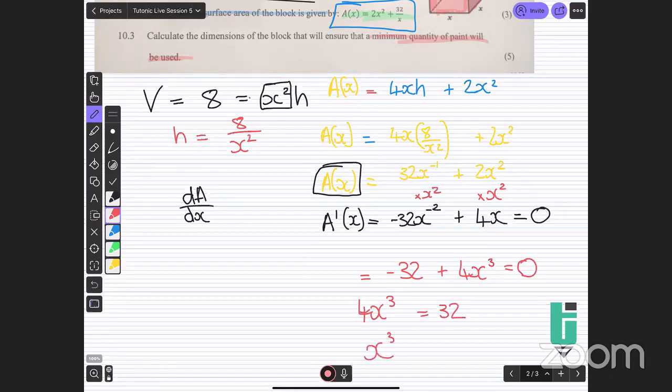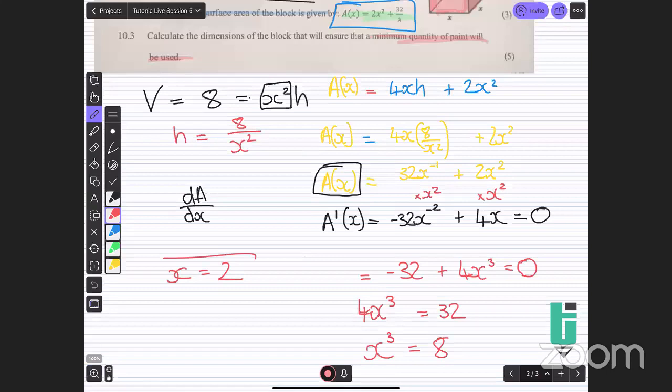x cubed equals 8. Therefore, x equals 2. Now be careful. Oh yeah, it must be 2. Yeah, sorry. Must be 2, sorry. It's not cubed.